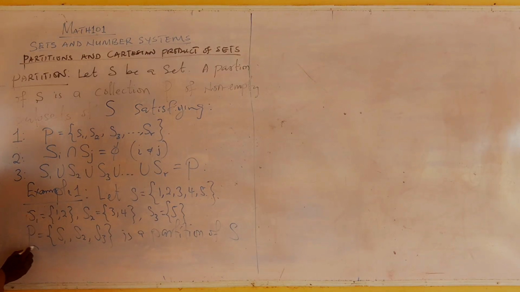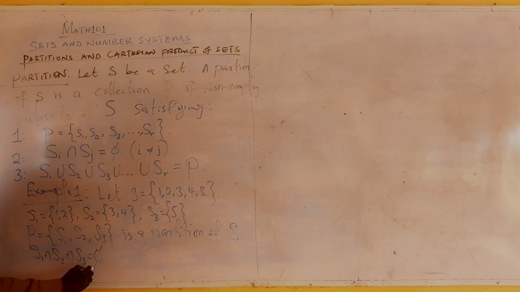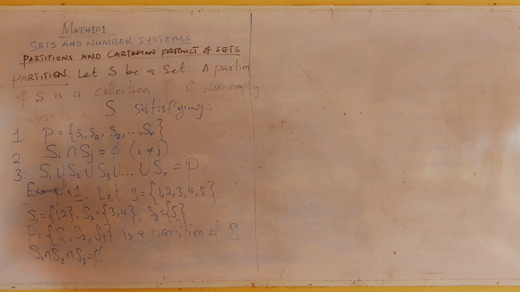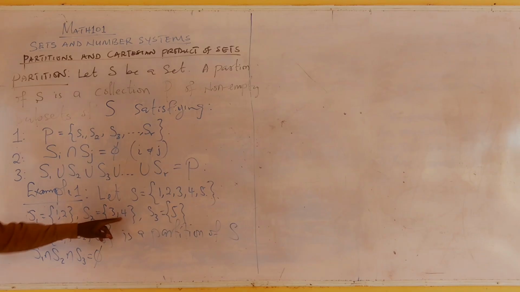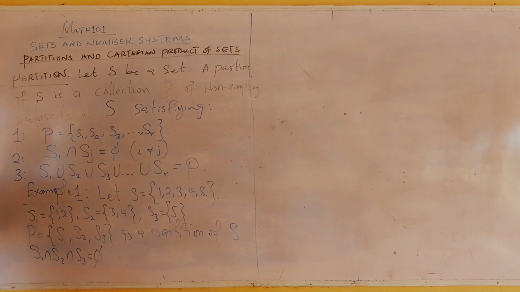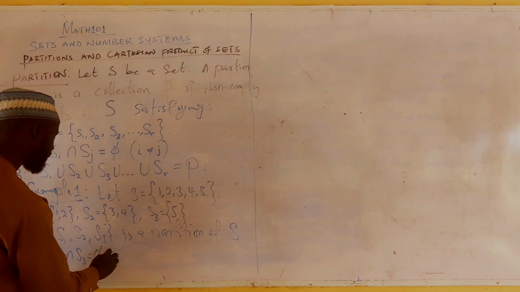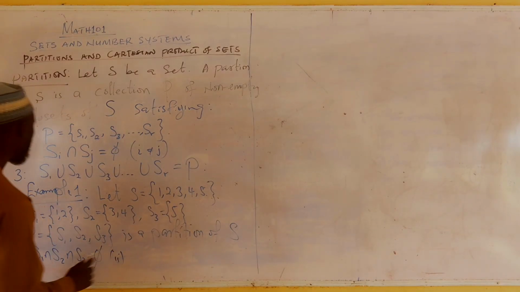It partitions the set S. How? Because S1 intersection S2 intersection S3 is equal to what? Empty. Meaning the intersection of the sets is an empty set, because you cannot find 1 and 2 here, you cannot find 3 and 4 here, and you cannot find 5 here. And so the sets are pairwise disjoint. Secondly, we test the second item.